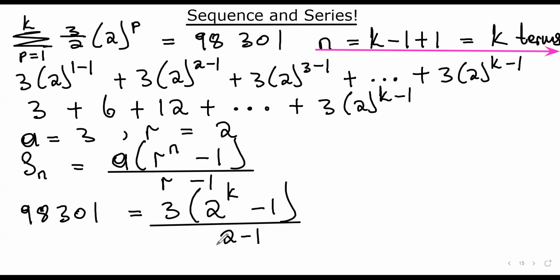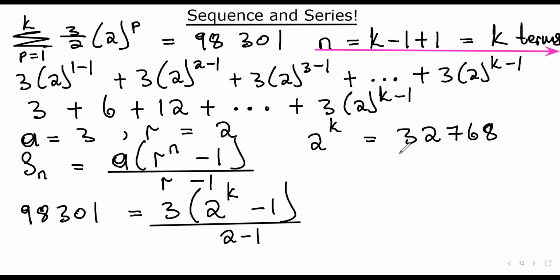So then 2 minus 1, that gives us a 1. So we actually have this thing. So now we divide both sides by 3. We say 98,301 divided by 3. Then we get 32,767. And we take the 1 to the other side, so it becomes positive. So we have 2 to the k, which is equal to 32,768. I'm just trying to minimize the number of steps here.